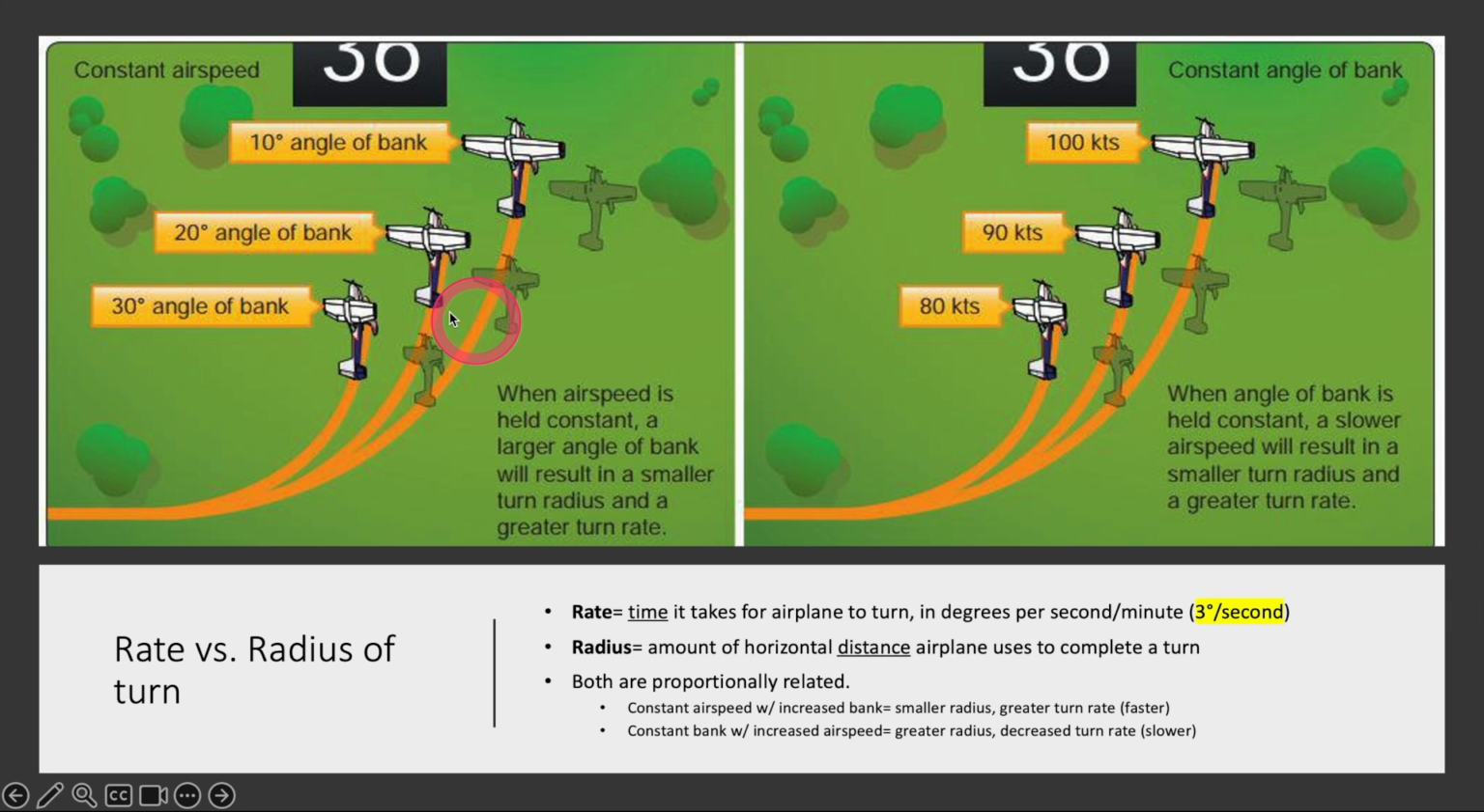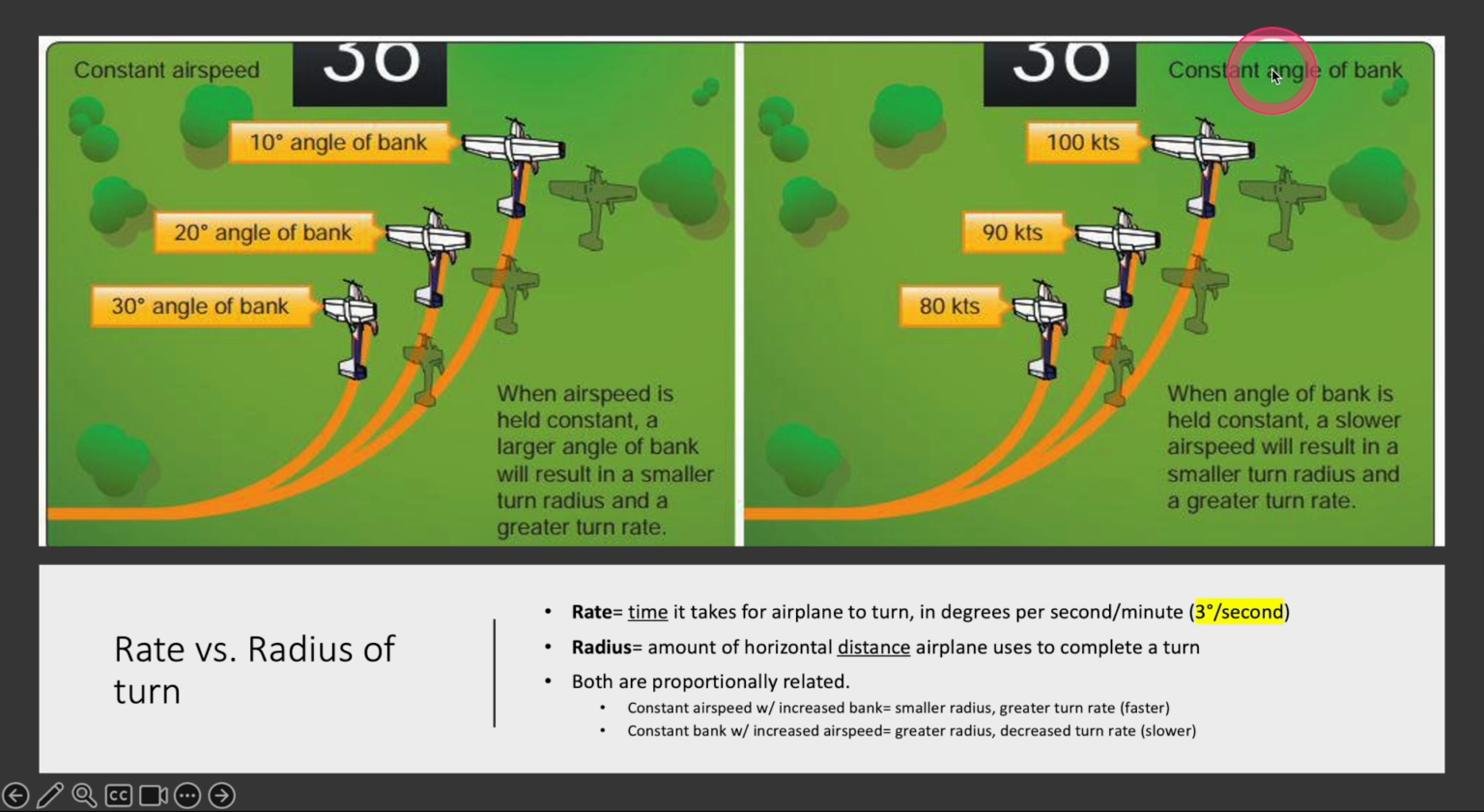This is just comparing rate and radius of turn. So at a constant airspeed, like it says right there, the more you bank, it's going to decrease the radius of your turn. So a 30-degree bank is going to have a really small radius of turn, whereas a 10-degree bank angle is going to have a large radius.